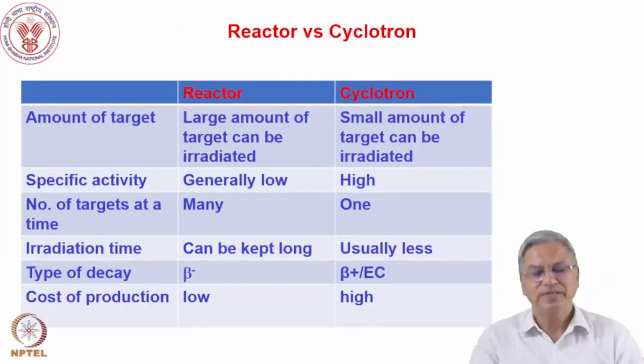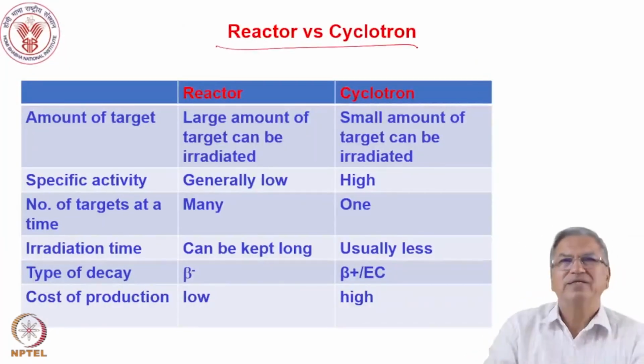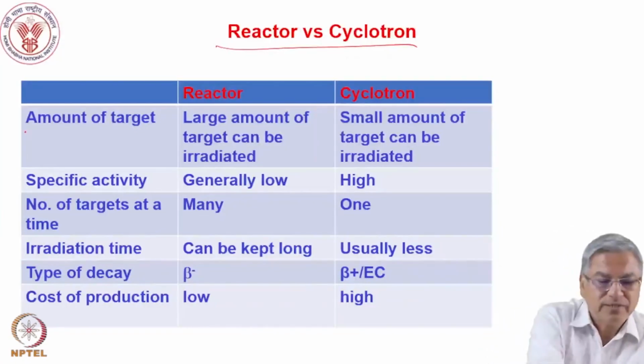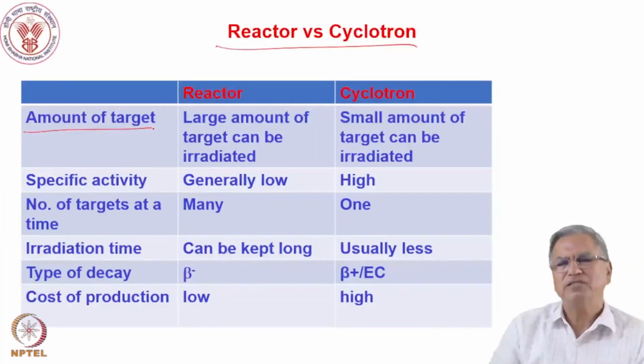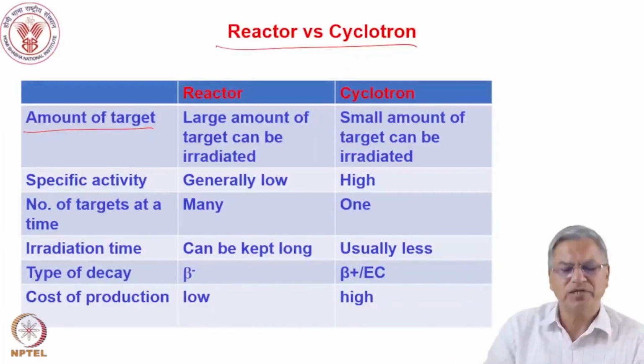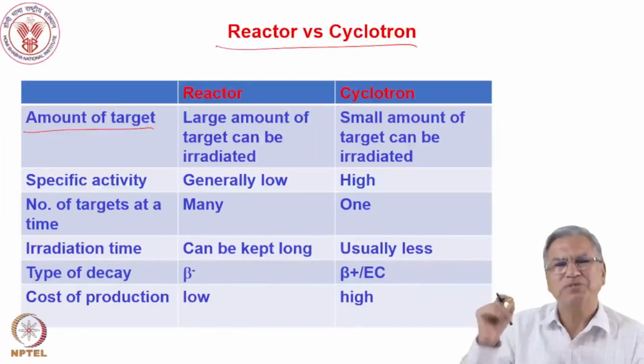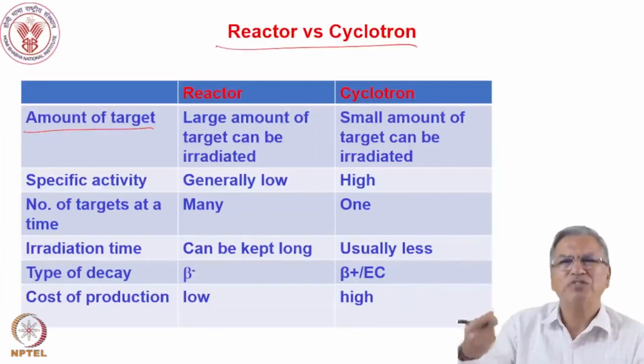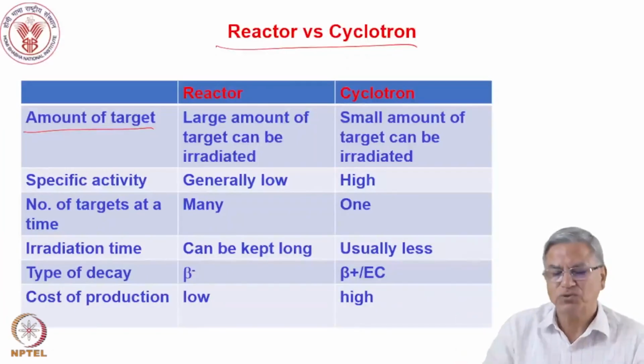Let us compare the radioisotope production in a reactor and a cyclotron with different attributes. A reactor is a big sea of neutrons, so you can irradiate a large amount of target material, like cobalt metal, 10-20 grams, even 100 grams. But in a cyclotron, the beam dimensions are very small, a few millimeters, so you cannot irradiate a large quantity. Even if you place a larger pile, it will not bombard that material. Only a very small cross section of the target will be irradiated. So only a small amount of target can be irradiated in the cyclotron.